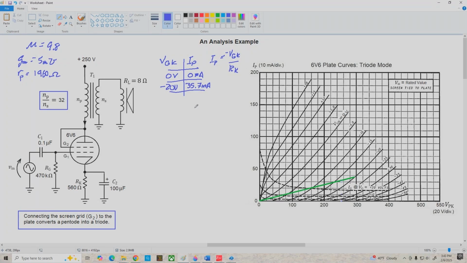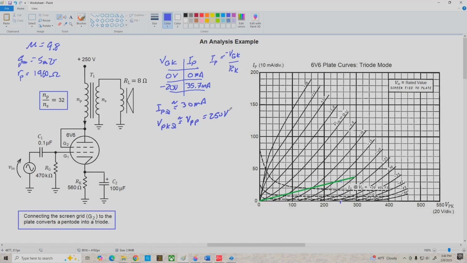Now, let's stop here for a second and think about what we've got going on. We've got our bias line here, and since we know that VPKQ is about 250 volts, that's right about here. If we come straight up from there, our Q point is located here. Now, that's pretty darn close to 30 milliamps. So let's just say that IPQ is approximately 30 milliamps, and we know that VPKQ is approximately equal to VPP, which is 250 volts.